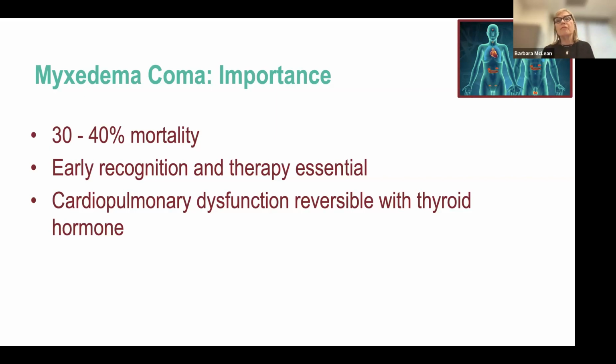The mortality is going to be very high. It's up to a 50% mortality. Early recognition and therapy is absolutely essential. And typically, this whole thing will be reversible once we initiate thyroid hormone. But remember, we really want to have a diagnosis of hypothyroidism. So we're going to look at T4, TSH, and if both T4 and TSH are low, we've got to look at free T3 and reverse T3.